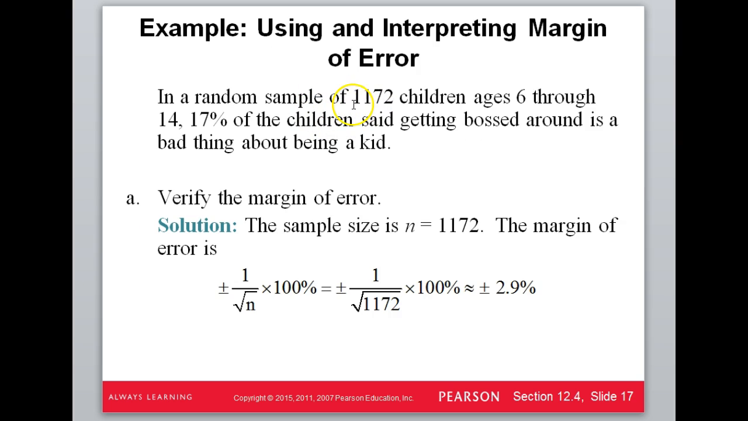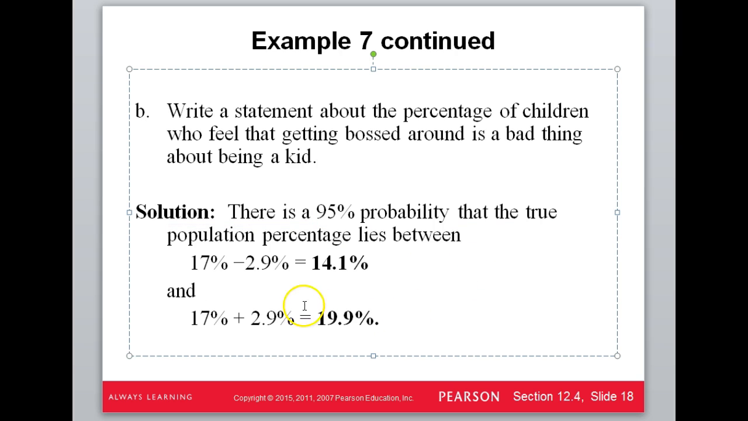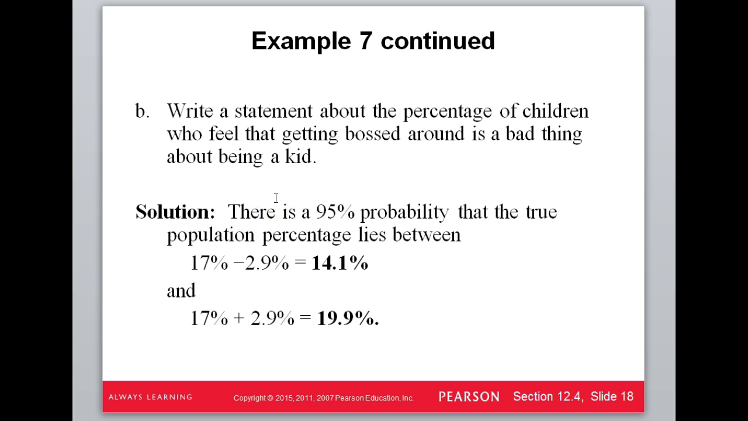In a random sample of 1,172 children, 17% of those said that getting bossed around is a bad thing about being a kid. So 1,172 is our n. We take 1 divided by the square root of that, which is 2.9%, and we add and subtract that from the 17%, giving the lower bound and the upper bound. So we're 95% certain that the true population percentage for all kids that feel this way is between 14 and almost 20%. That's called the margin of error.